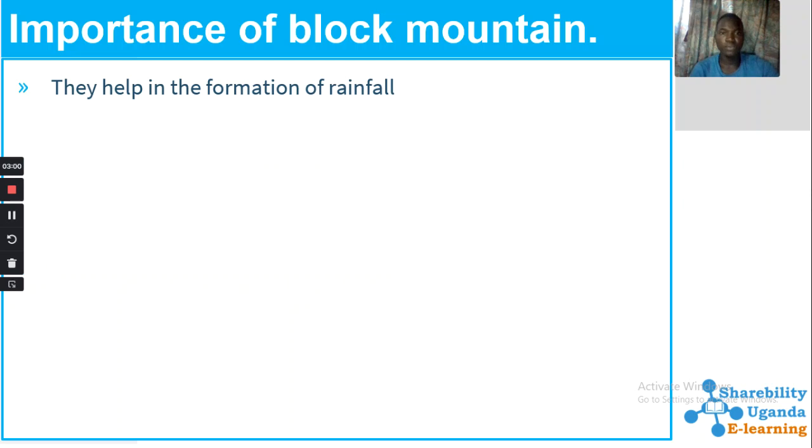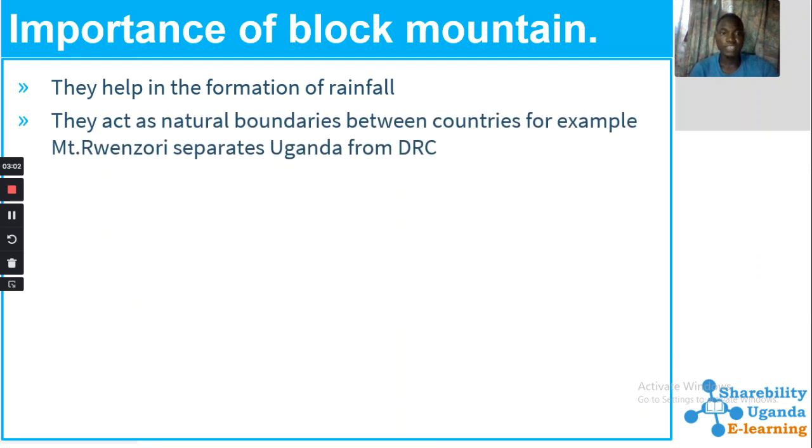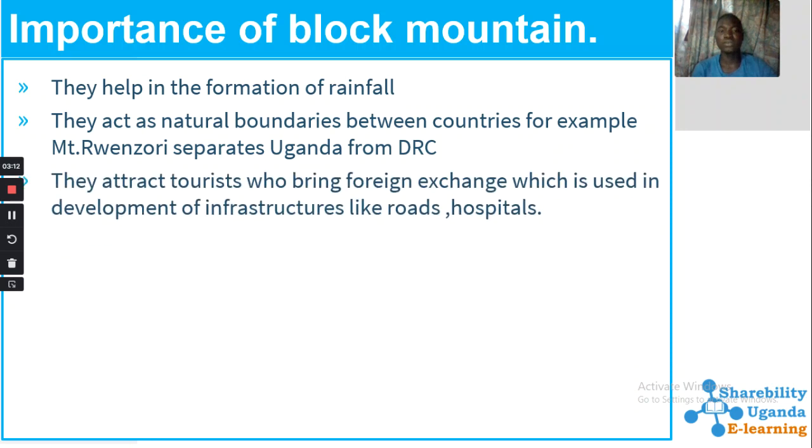They help in rainfall formation. They act as natural harbors. They act as natural boundaries between countries. For example, Mountain Rwenzori separates Uganda and Democratic Republic of Congo. They attract tourists to bring foreign exchange, which is used in development of infrastructure like roads and hospitals.